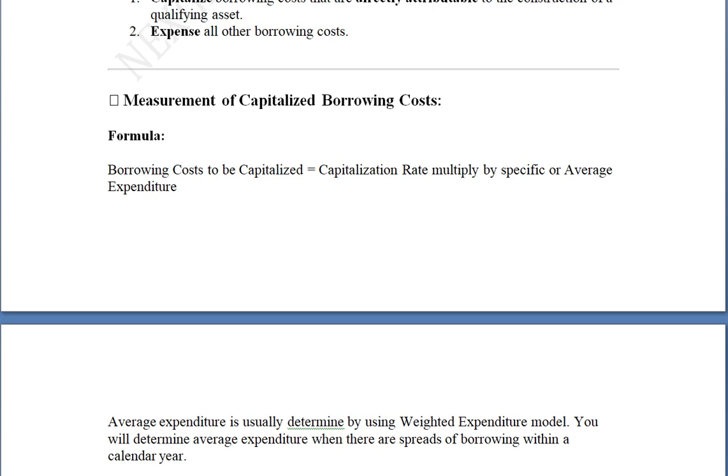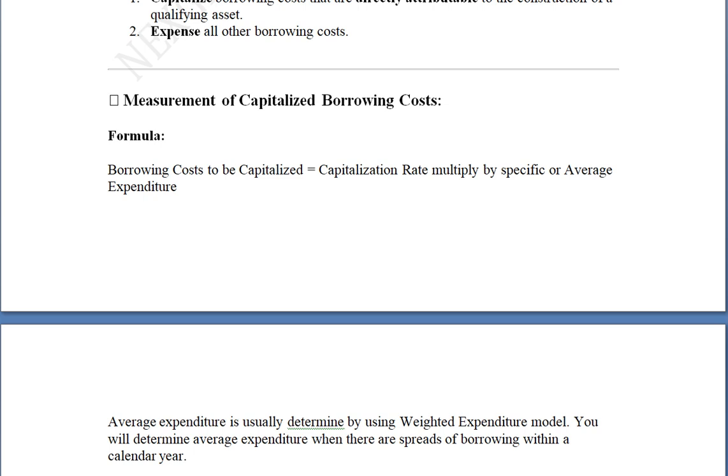Let me explain that to you. There are two kinds or layers of borrowing. There are borrowings that are directly attributable, that is, borrowing that is specific. You are borrowing this amount of money for the construction of a qualifying asset. And then there is another borrowing that an entity will make, which they call the general borrowing. You understand? Not directly for the construction or production of a qualifying asset, but from that pool of borrowing, they remove funds to finance the construction or production of the qualifying asset.